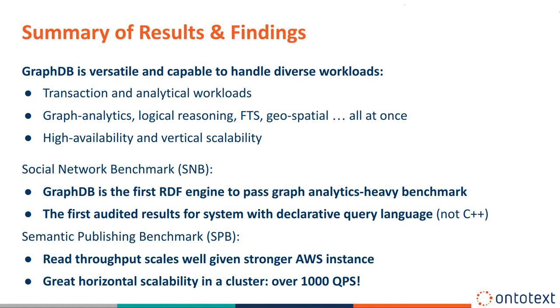What we are very, very proud of is that GraphDB is the first engine that can pass both SPB and SNB, which was a good thing to have with all the different complexities: a lot of graph analytics on the one end and everything else like geospatial, inference and full text search on the other. Again, I hope that in the future we'll see more results for the social network benchmark that come from proper declarative query language implementations rather than C++.